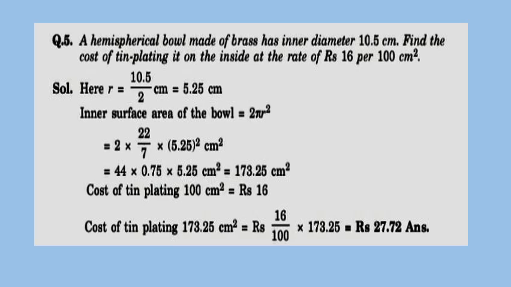Now inner surface area of the bowl is 2 pi r square. Substitute the value. We get the answer as 173.25 centimeter square. For 100 centimeter square, rupees 16, and therefore cost of tin plating is 16 upon 100 into 173.25, that is rupees 27.72 is the answer.